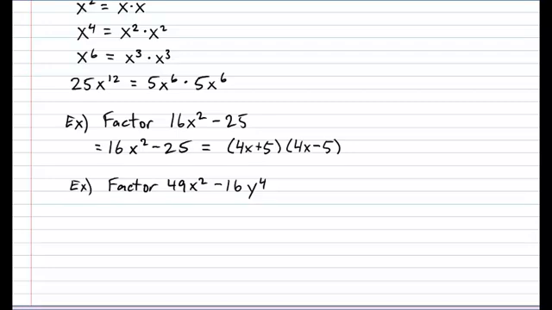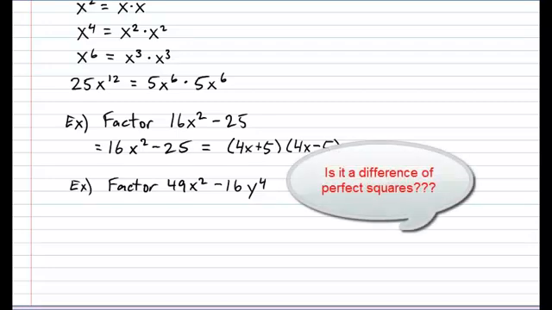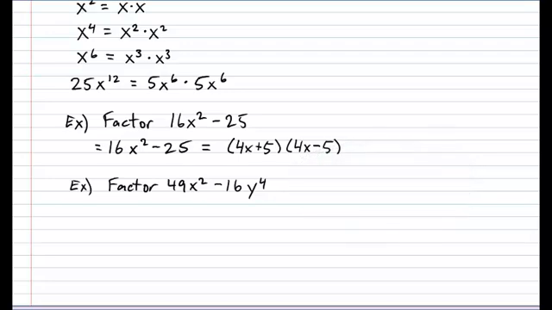Again, first you must establish that this is in fact a difference of perfect squares. Well, there's a subtraction sign, so it is a difference. 49x squared can be broken down perfectly into 7x times 7x. And the 16y to the 4 can be broken down perfectly into 4y squared times 4y squared. So this is in fact a difference of perfect squares. Therefore, we may apply this factoring technique.